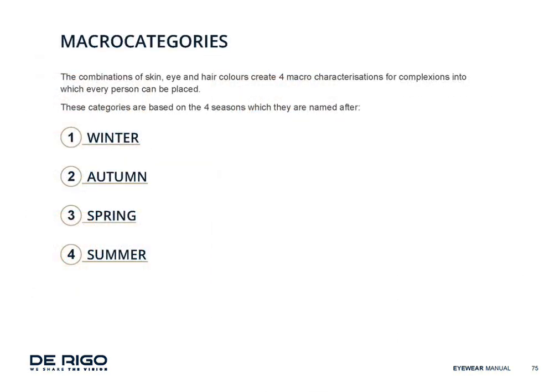Macro categories. The combinations of skin, eye, and hair colors create 4 macro characterizations for complexions into which every person can be placed. These categories are based on the 4 seasons which they are named after: winter, autumn, spring, and summer.